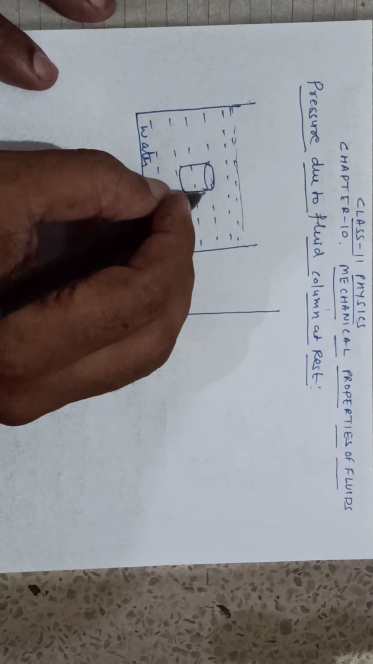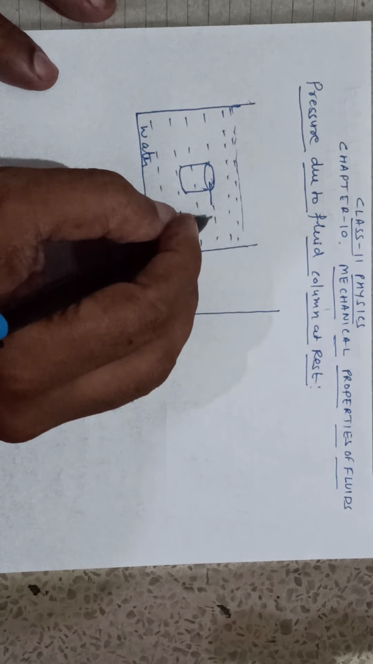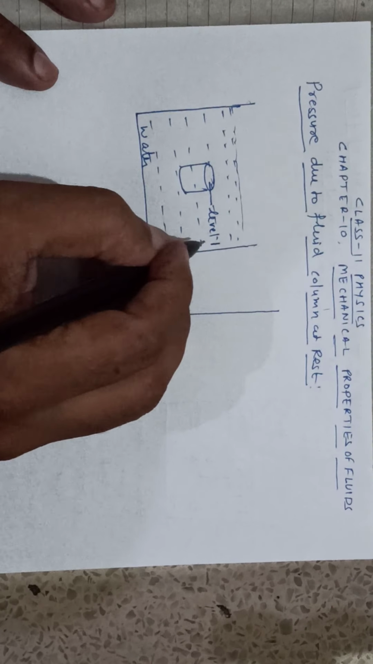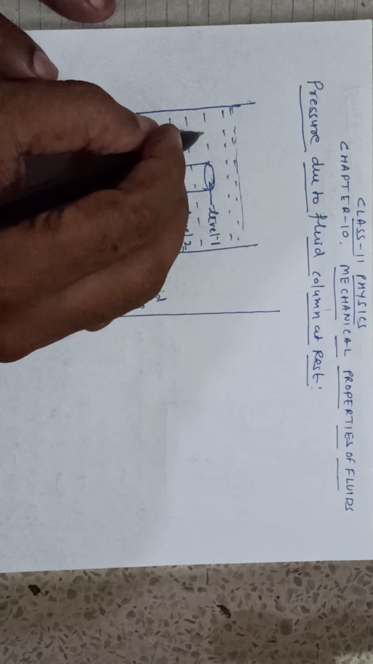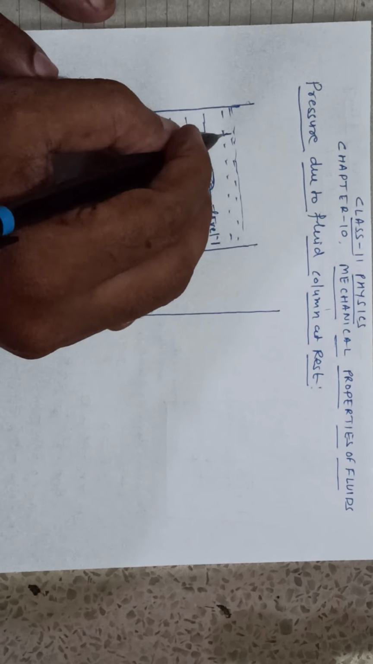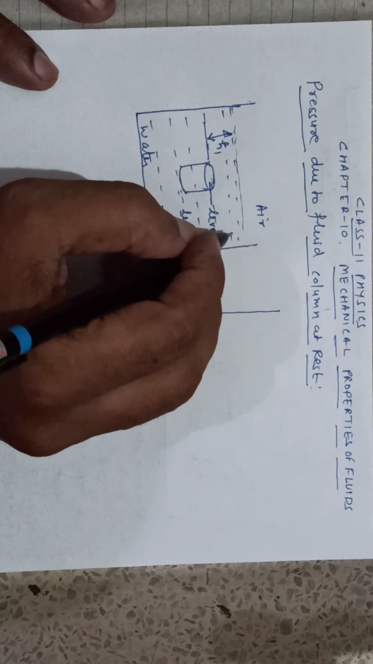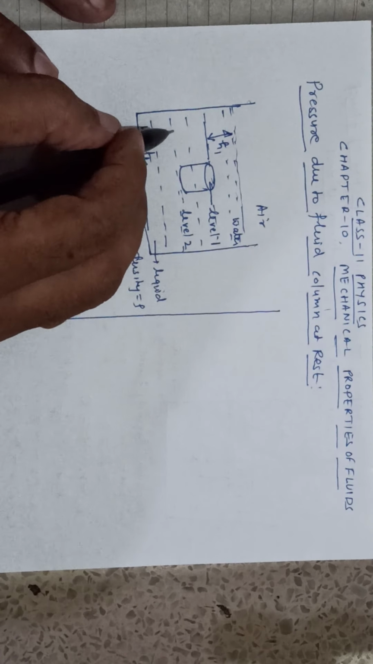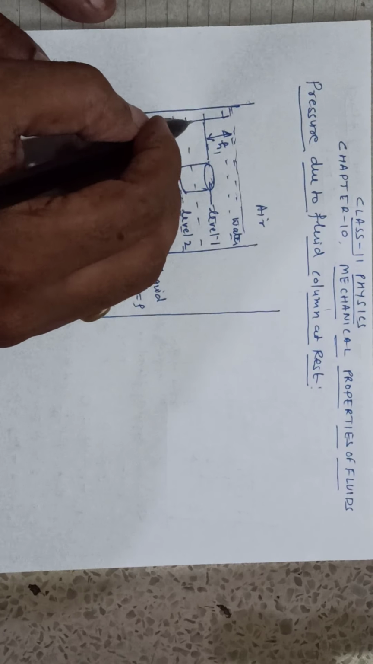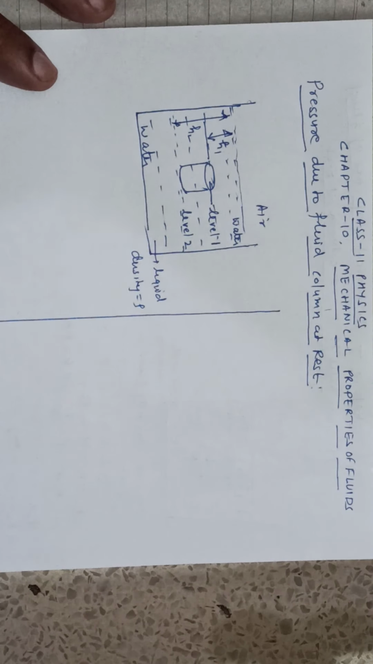The cylinder has two faces. Let the first face be at level 1 and the bottom face at level 2. Assume that level 1 has depth h1 from the air-water interface, and level 2 has depth h2 from the air-water interface.